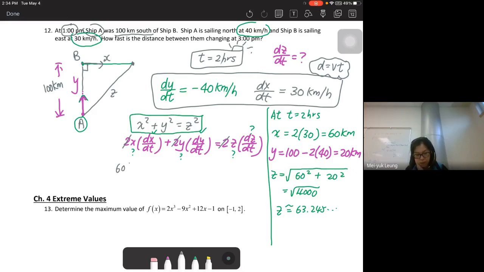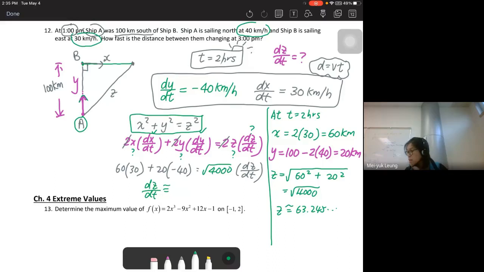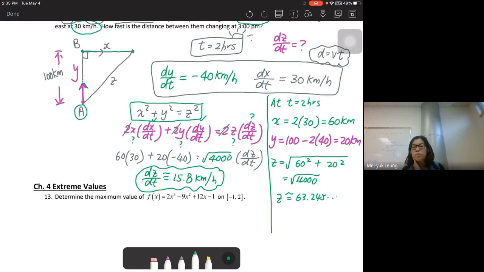So 60 is the x value, and dx/dt is positive 30, times y is 20, times negative 40, equals 63.245 times dz/dt. Sometimes you can keep this as an exact value. You can easily find dz/dt by manipulating the terms. To save time, I'll just give you the answer: dz/dt is equal to 15.8, rounded to the nearest tenth, kilometers per hour. Are we okay with this kind of problem?